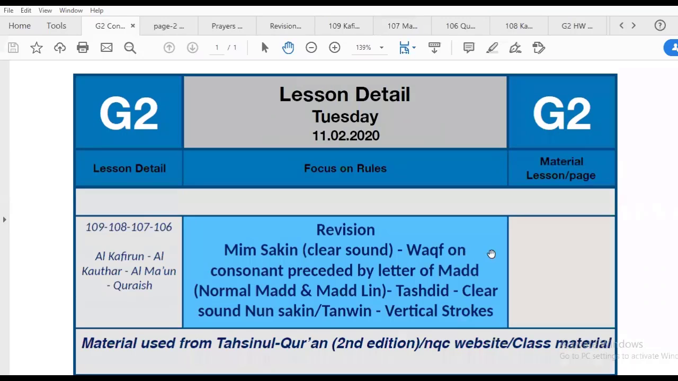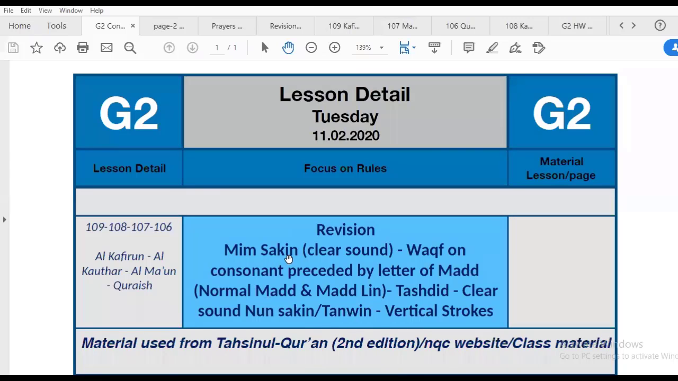So as you can see in the contents page in front of you, and as explained in yesterday's class, this week will be a revision week. So in today's class we will have a revision lesson, and we will be covering 4 surahs and going over various rules in the process to remind you all, and so that you can apply those rules to any given surah in the Holy Quran. The 4 surahs that we will be covering today are Surah Al-Kafirun, Surah Al-Ma'un, Surah Quraysh, and Surah Al-Kawthar if we have time at the end.